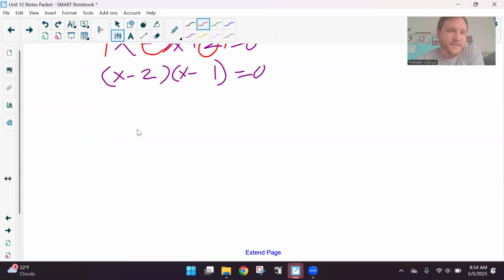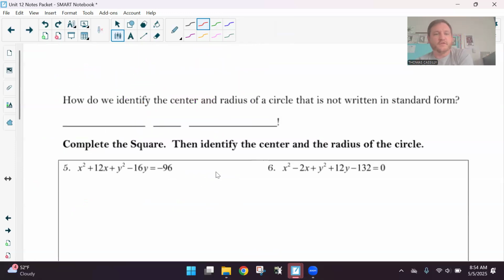Now, why is this useful? This is useful because we can use this method to turn these into circle equations. All right. So how do I identify the center and the radius of a circle that's not written in standard form? We complete the square.